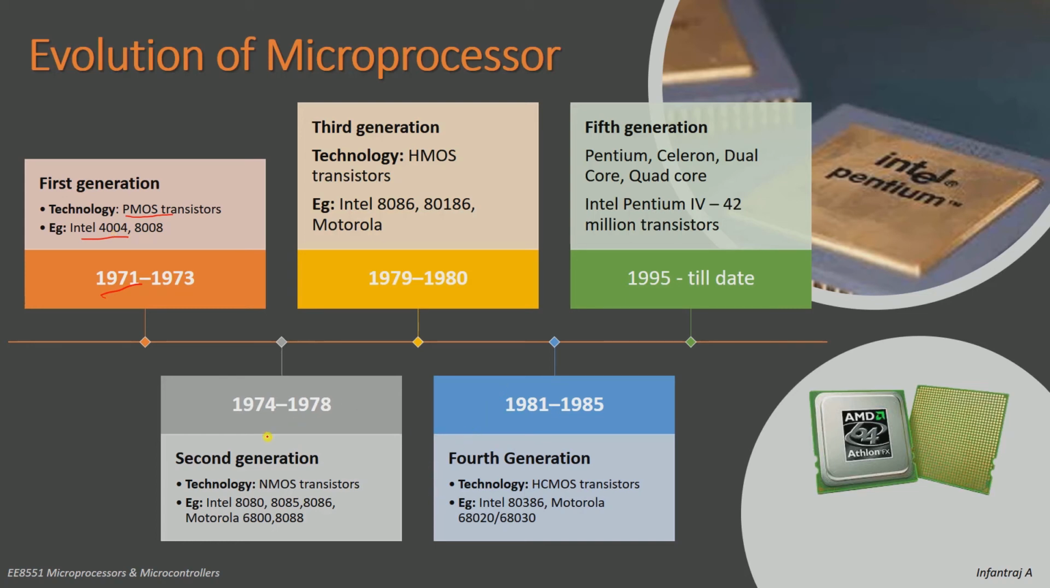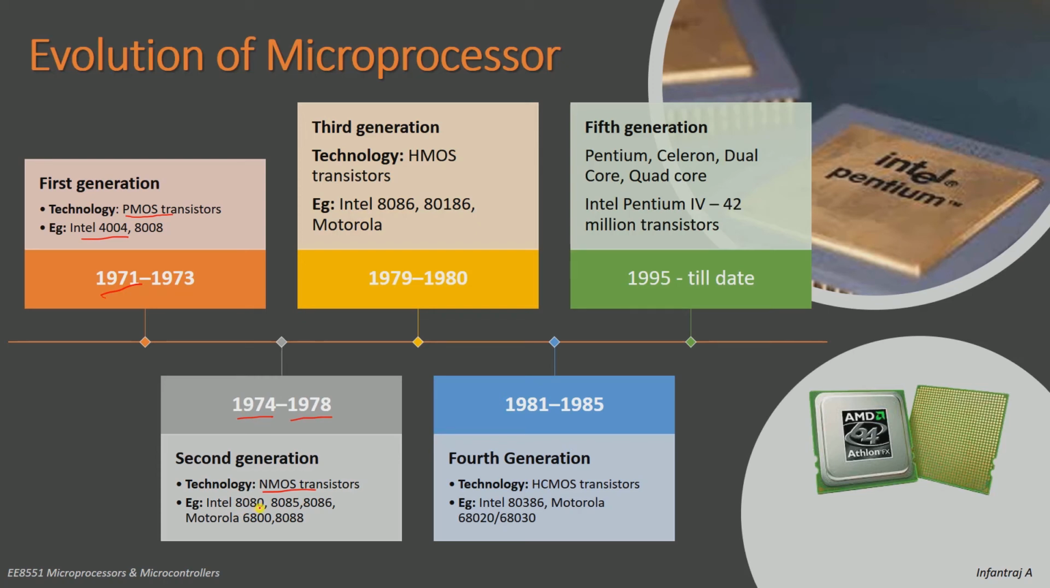Then moving on to the second generation. The second generation microprocessors came into existence in the year 1974, and the last one was available in the year 1978. The second generation microprocessor was fabricated using NMOS transistors. The reason for the jump from PMOS to NMOS technology is that NMOS transistors were much faster than PMOS transistors, so the computation speed was higher here.